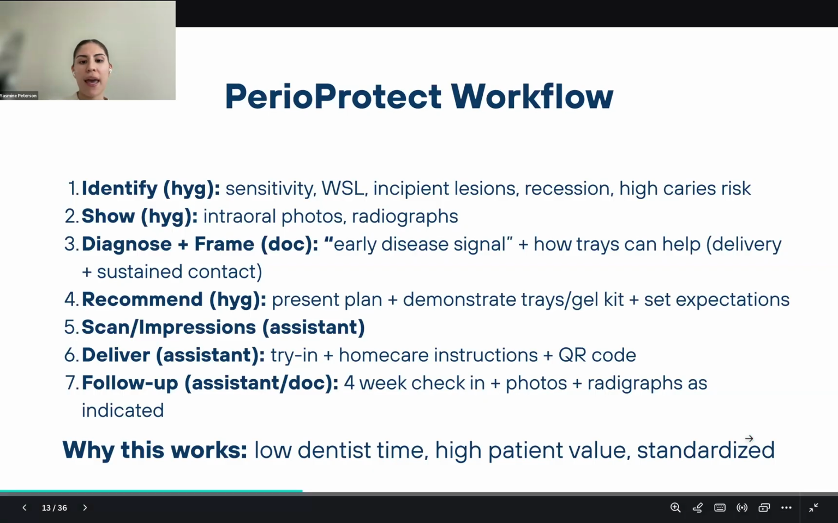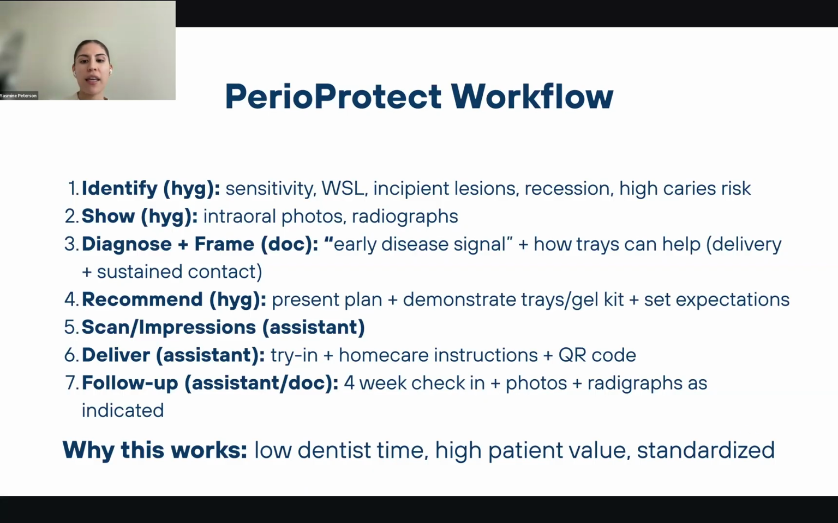Hygiene can then present the plan. They can even demonstrate trays and the gel kit. They can also set expectations. If it's not the hygienist doing it, it can also be the assistant. Same thing after that, scanning and impressions by the assistant. And then when it comes to delivery, about 3 weeks later, the assistant will have the patient try in the trays. They'll go over home care instructions, the QR code, how to register their trays, making it really easy. And then usually a follow-up will happen.